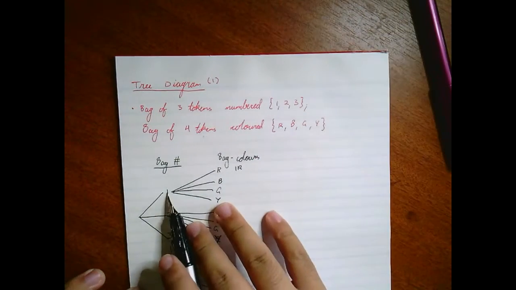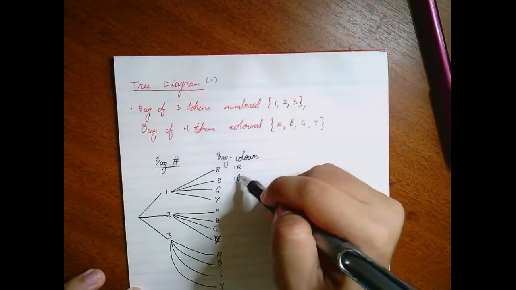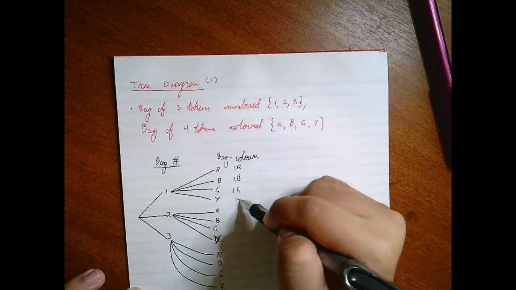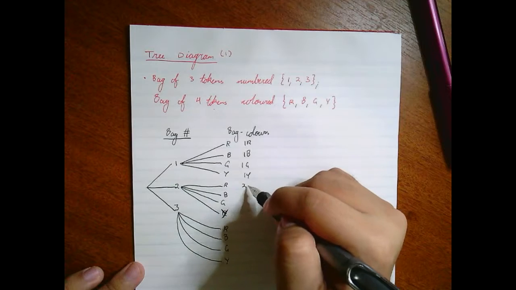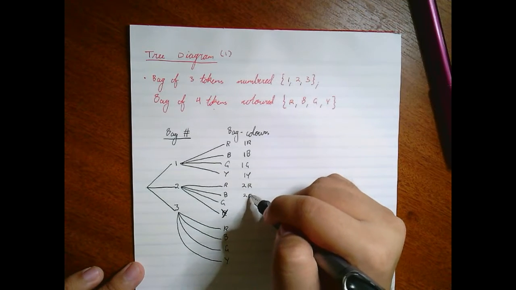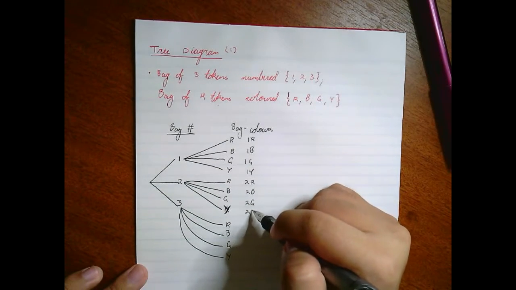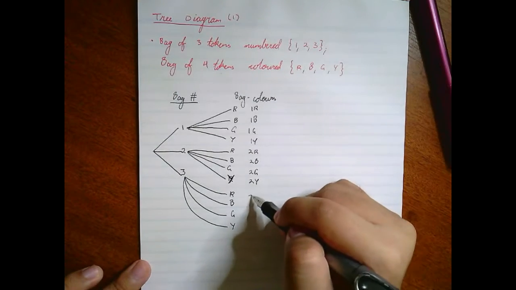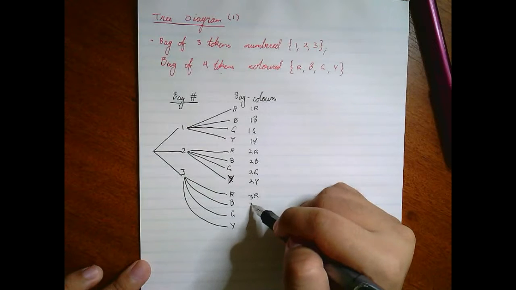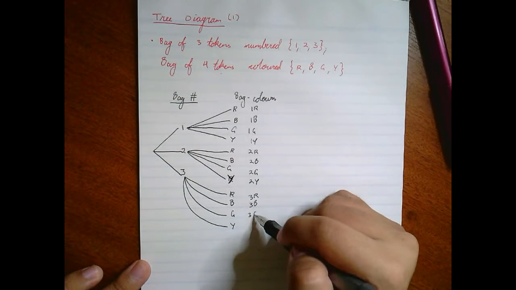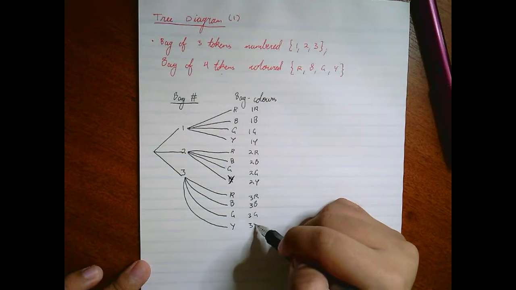So this result here is a 1 red. This one here is a 1 blue. This one's a 1 green or 1 yellow. This one could be a 2 red. This one could be 2 blue, 2 green. This one could be a 2 yellow. This one could be a 3 red, 3 blue, 3 green, 3 yellow.